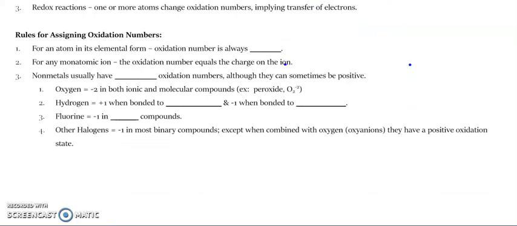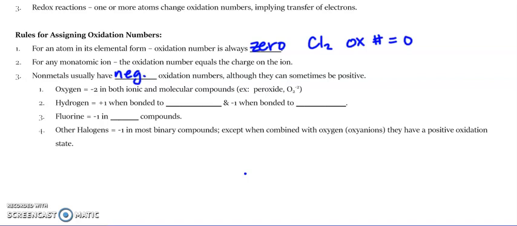So for an atom in its elemental form, the oxidation number is always 0. So if I have chlorine, let's say, in its elemental form it would be a gas and it'd be Cl2 because it's diatomic. Its oxidation number would be 0. For any monatomic ion, the oxidation number equals the charge. And nonmetals usually have negative oxidation numbers, although they can sometimes be positive.